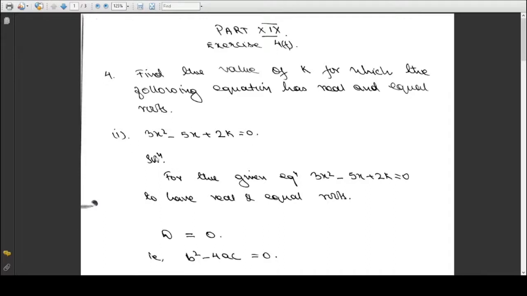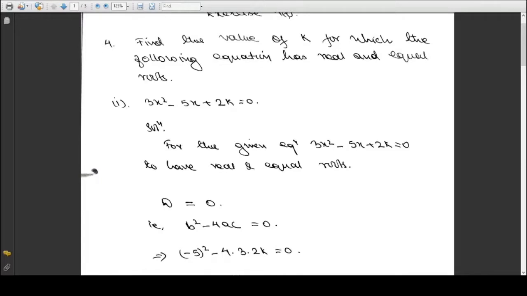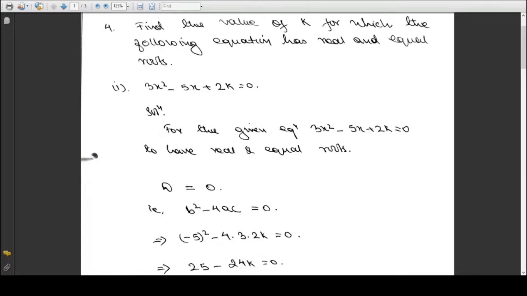Now for the first problem, the solution: for the given equation to have real and equal roots, the discriminant should be 0, isn't it? That is, b square minus 4ac should be 0. What is b? b is minus 5, so minus 5 square minus 4. What is a? a is 3. And what is c? c is 2k.